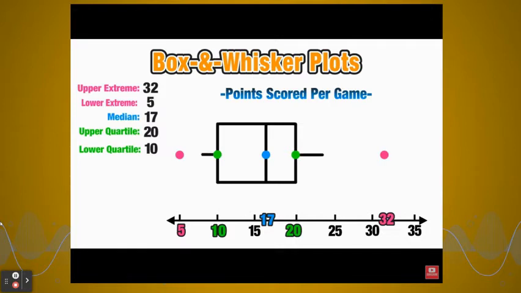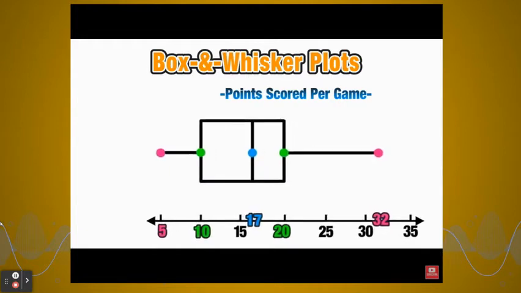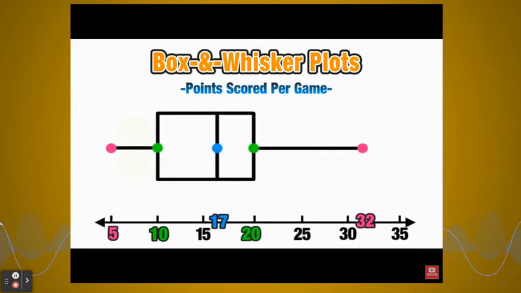And the final step is to draw horizontal lines that connect the upper quartile to the upper extreme and the lower quartile to the lower extreme. And notice that the graph itself is broken up into 4 different quadrants, each representing 25% of the whole.